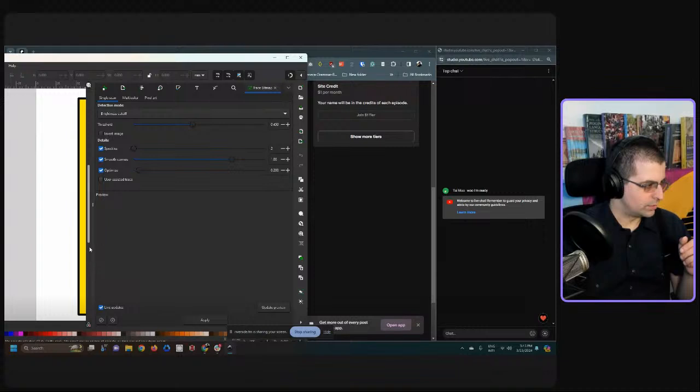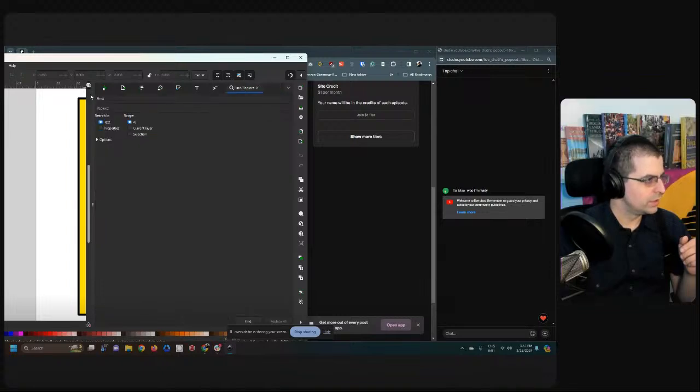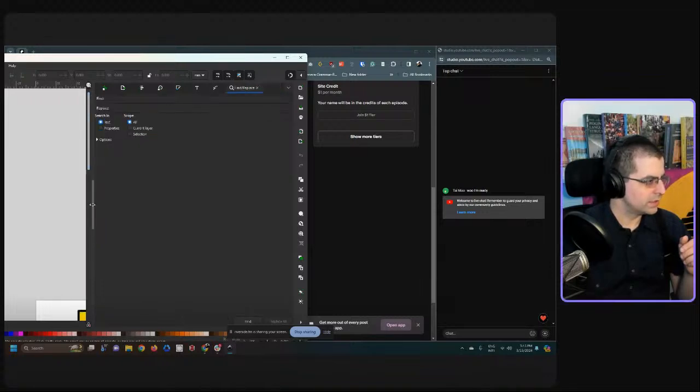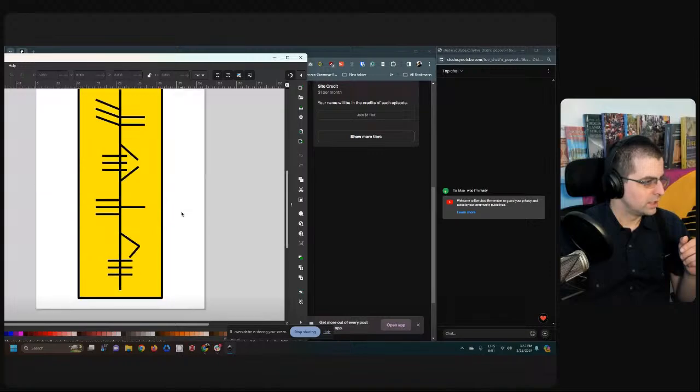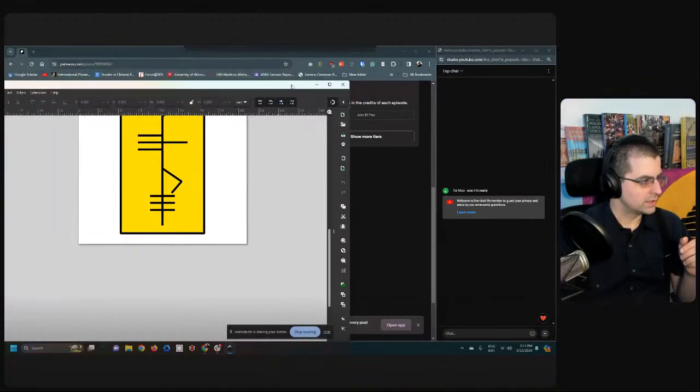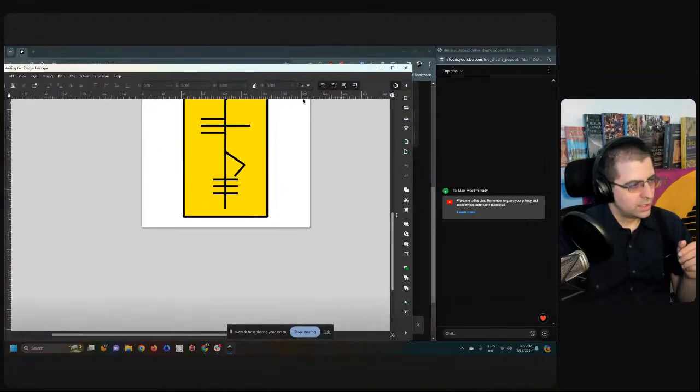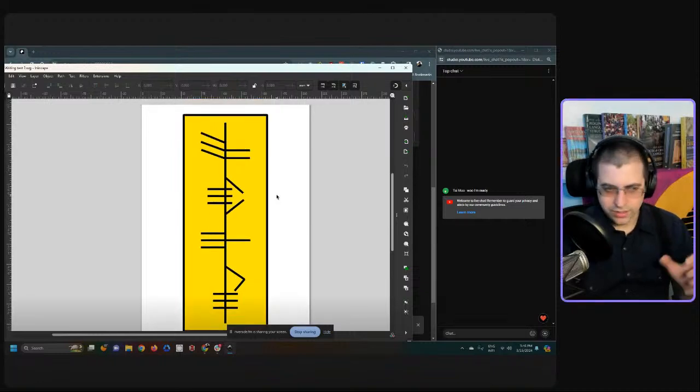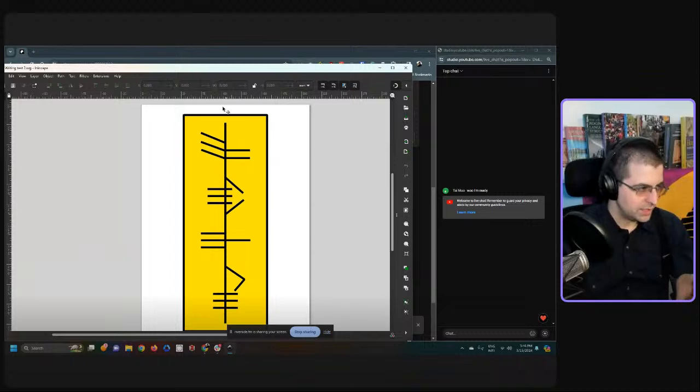So, we're going to. Why is this so huge? How do I get rid of this? Okay. So the writing system is going to end up looking something like this. These are sort of the first four that I came up with.